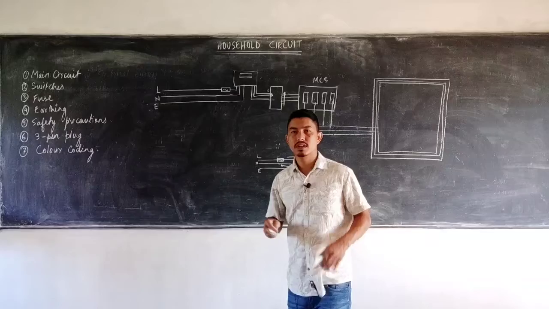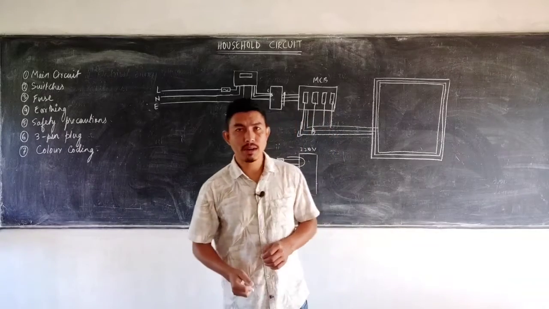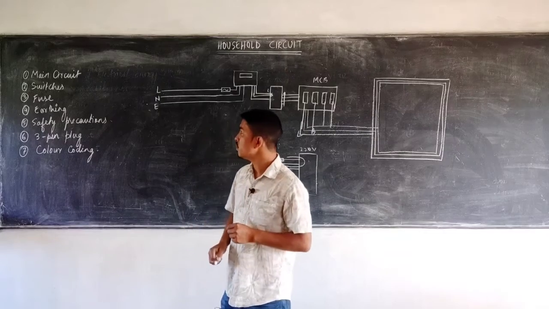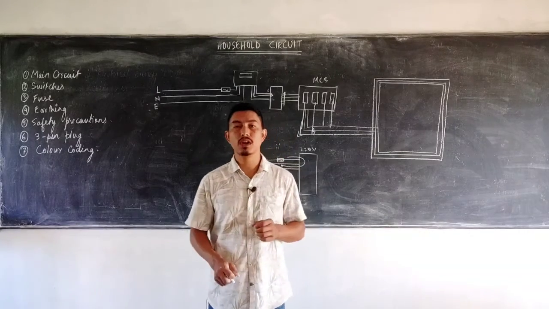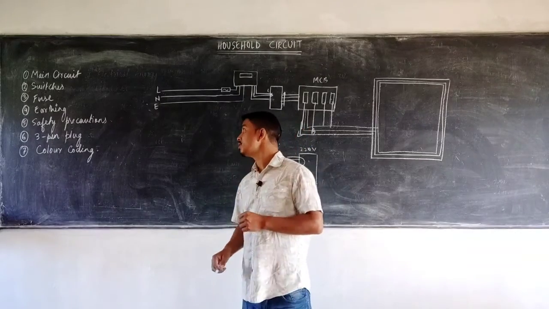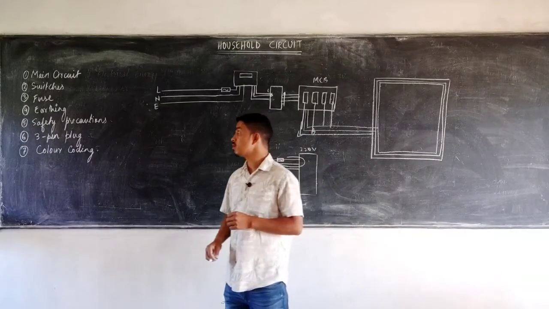So in that case, the device will also be harmed, and the fuse wire will also melt. That's why, remember, the fuse and the switches should always be connected in a live wire. Now coming to the fourth one, the earthing.